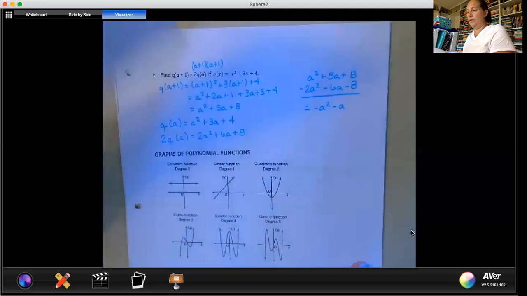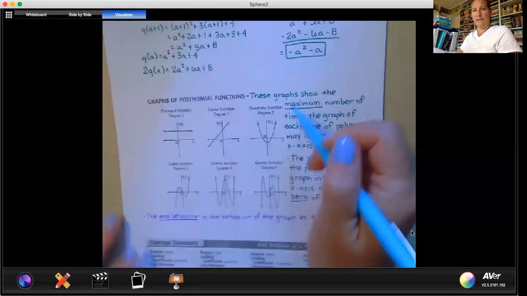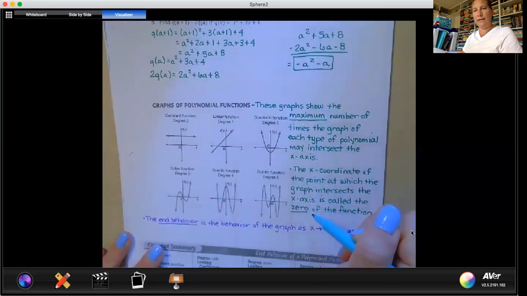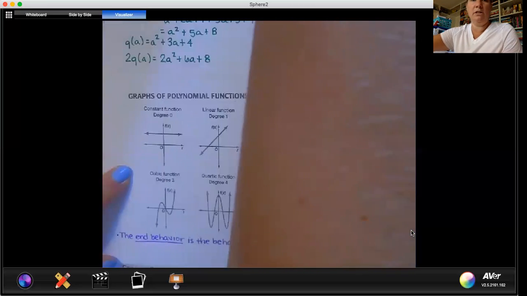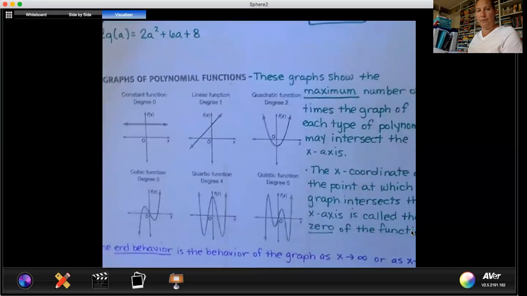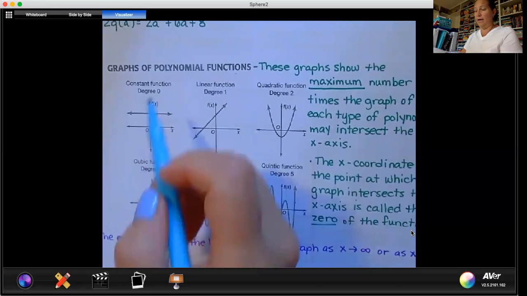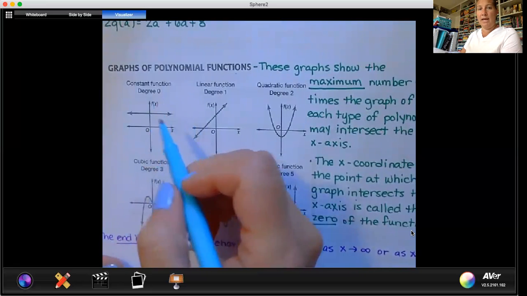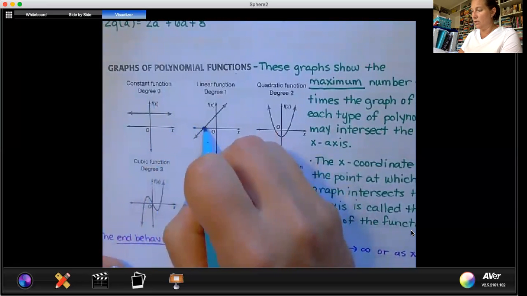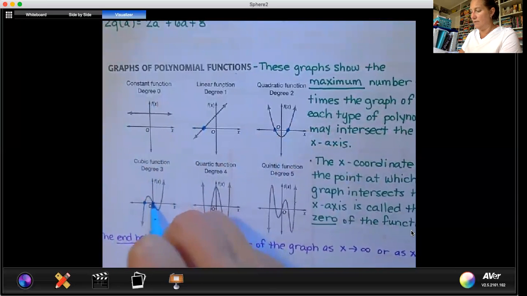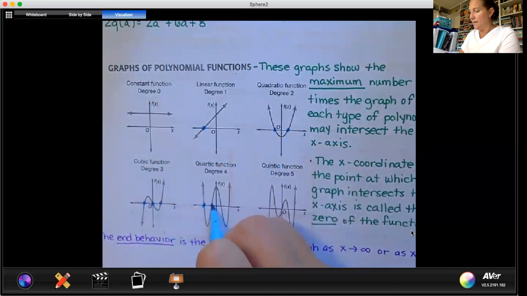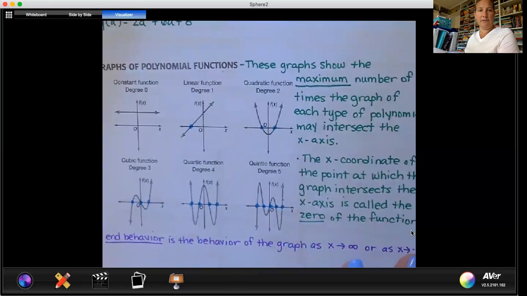Now, I know that you have this information here written out for you on your notes. What you don't have are these graphs. So I need you to pause your video. I need you to draw the graphs and write the information. And then I need you to mark anywhere it crosses the x-axis. Now, these graphs don't have to be perfect. They do need to be fairly accurate. So like I said, pause your video, write those down.